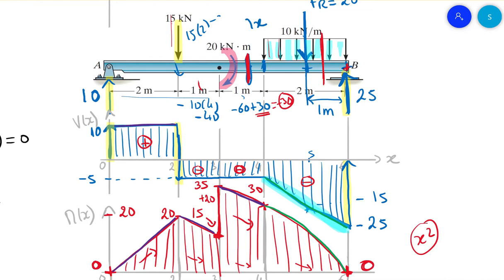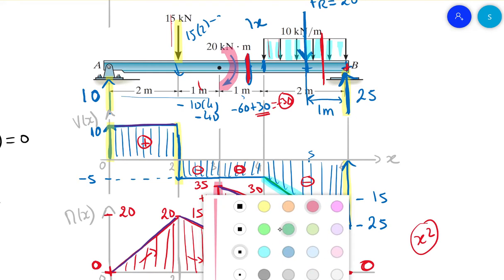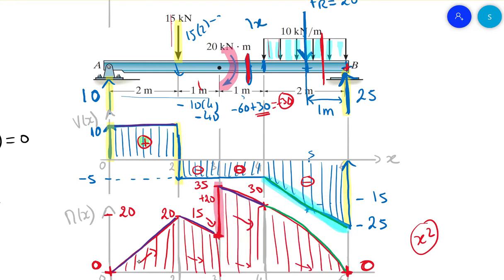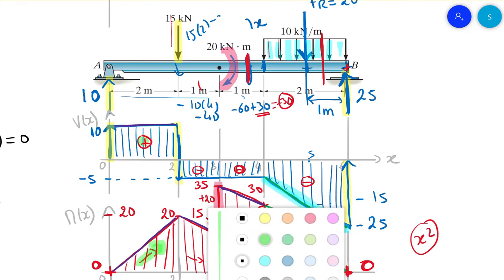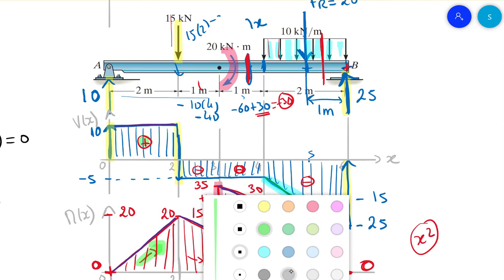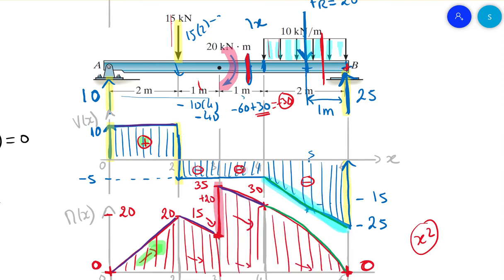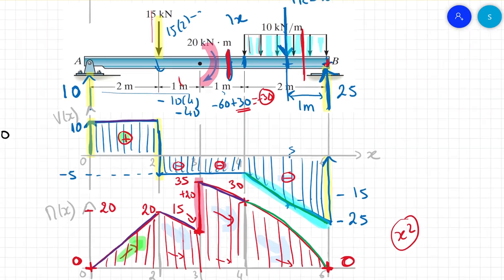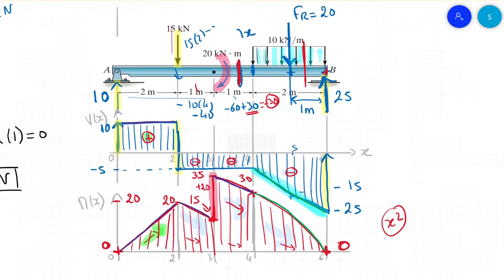This 20 kilonewton meter couple is represented by this step in the bending moment curve. We have seen also that when it's plus, it's increasing, and when it's minus, minus, minus, it's decreasing. So that's it for the explanation of the bending moment function.